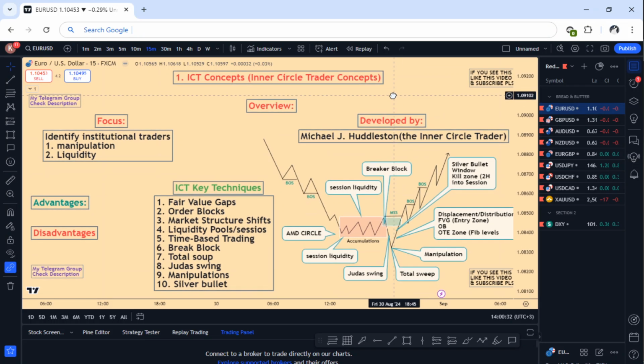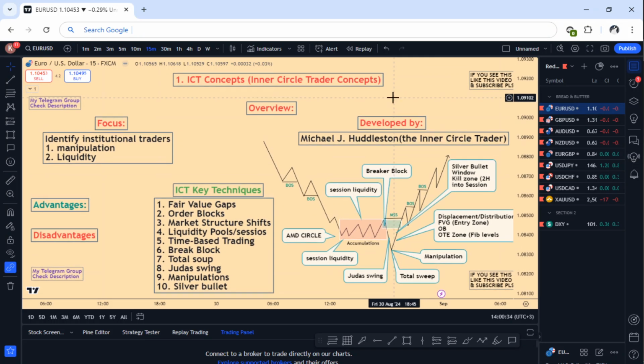Now this is also one of the most popular trading concepts out here. If you just search ICT on YouTube, there are going to be tons of videos talking about ICT. Basically, ICT was developed by a guy called Michael J. Huddleston, also known as the inner circle trader himself. You can just Google the name and you're going to find pictures of the person.